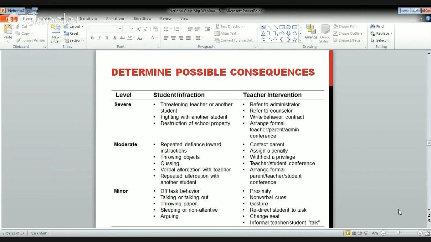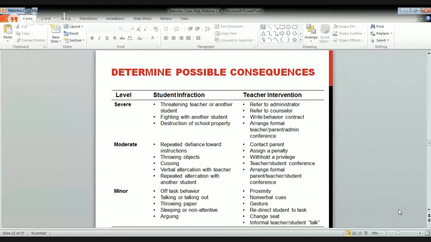So let's look at the chart. For example, the consequence for throwing paper is not writing a behavior contract. Okay, that's an intervention for a severe infraction. Referencing this chart, the teacher is really responsible for consequences at the minor level and the moderate level.